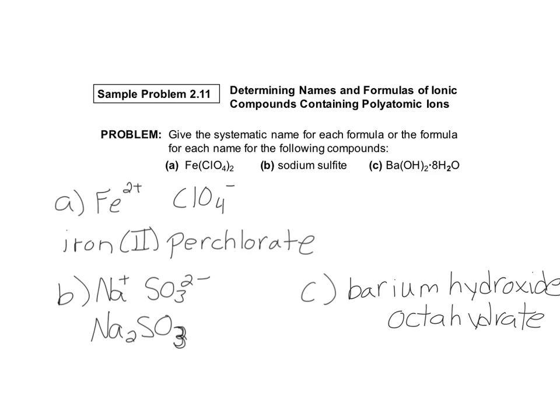And the prefix table is on page 69, and that's table 2.6. So you can look there to figure out where I found that prefix to represent the 8. So anytime you see this little dot in a formula, it's always going to have waters past it, and it's going to have some amount of waters. We call those hydrates, and then the prefix is going to be determined by the number that comes before that. So barium hydroxide octahydrate.